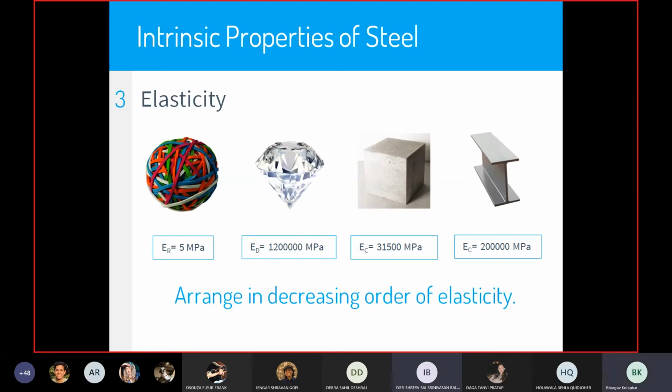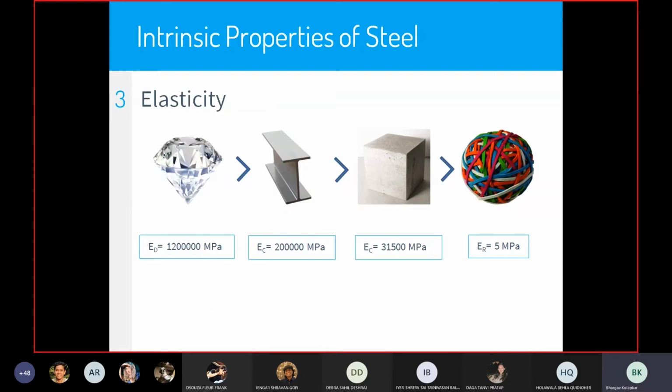Do you mean to say that diamond is the most elastic or rubber is? No, rubber. Rubber is not. Okay, perfect. So I think we have all the ways of looking at it, and now let us see what is exactly correct.